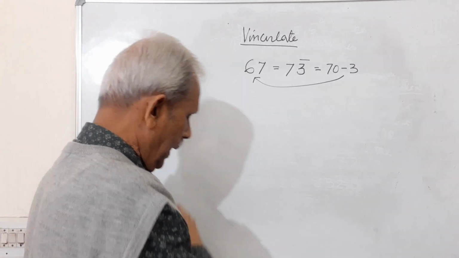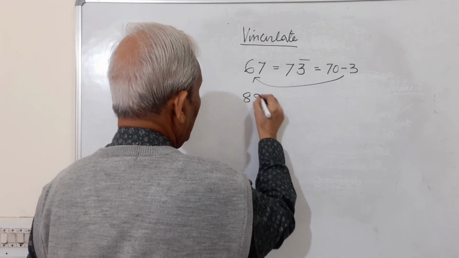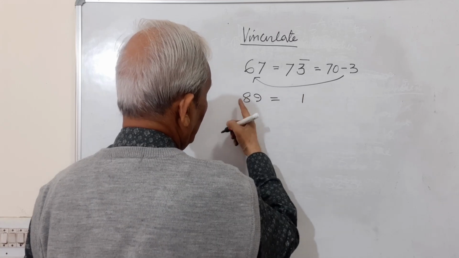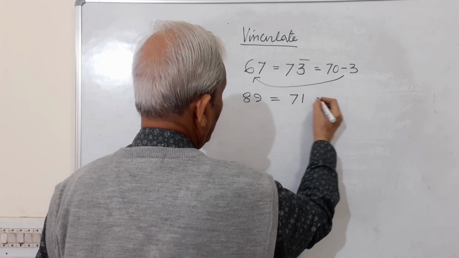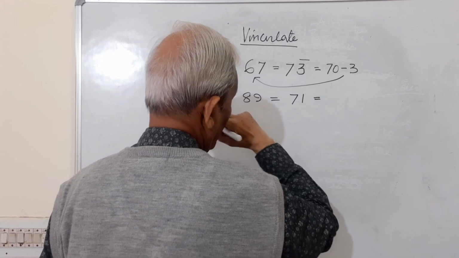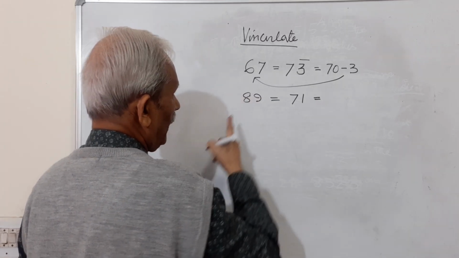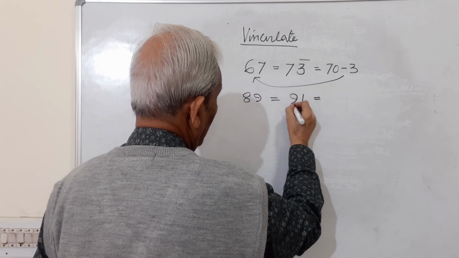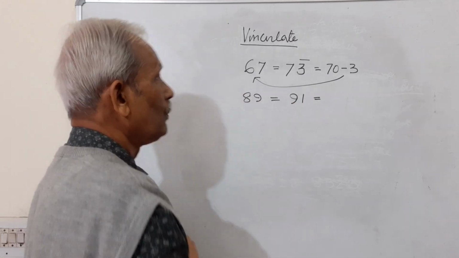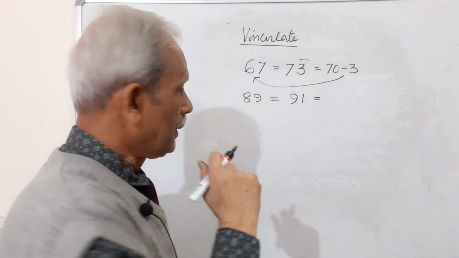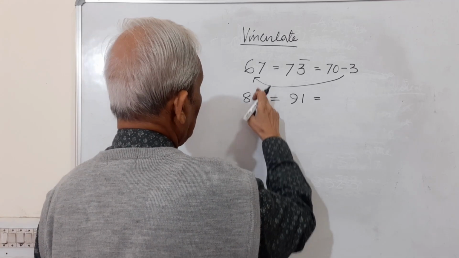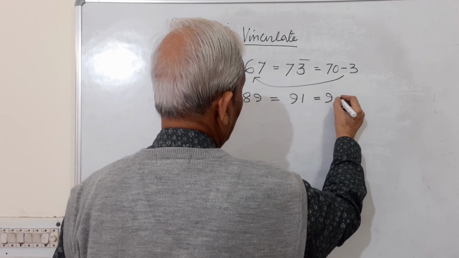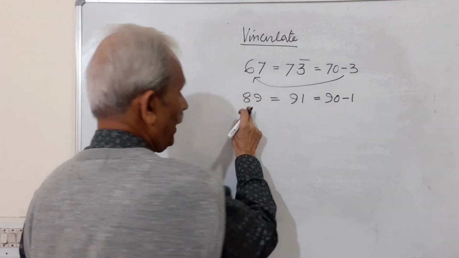Well, if it is 89, what will we be doing? Subtract 9 from 10 to make it 1, and increase this number 8 to make it 9, giving 91 bar. While vinculating, we increase the number, we don't reduce it, right? So 10 minus 9 is 1, increase 8 by 1, make it 91 bar, because indeed 90 minus 1 is 89.